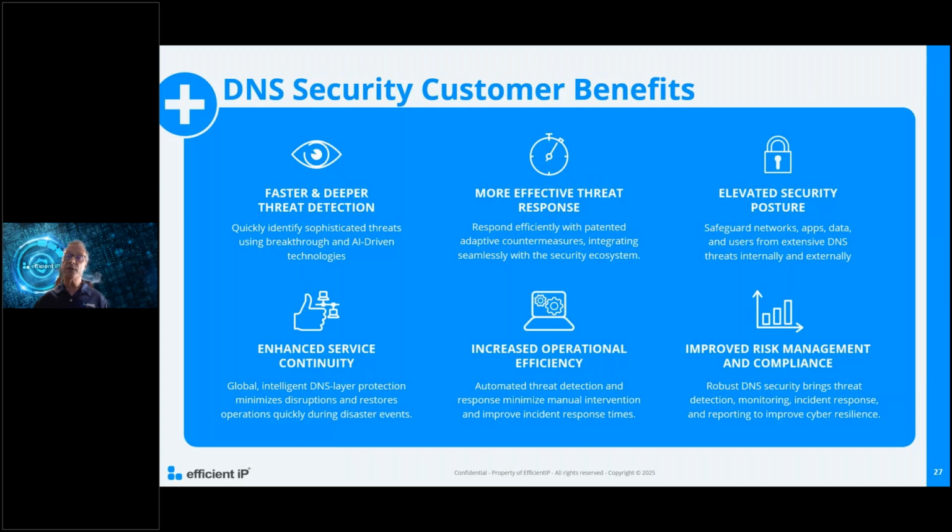Service continuity is ensured through intelligent DNS layer protection that minimizes disruption and enables rapid recovery during attacks or disasters. Operational efficiency is increased by automating threat detection response and significantly reducing workload for security teams. And of course, risk management and compliance are important, with robust monitoring, analytics, and reporting that supports cyber resilience and regulatory compliance. EfficientIP helps you take control of your DNS infrastructure, enabling faster detection, stronger defense, and more resilient networks.